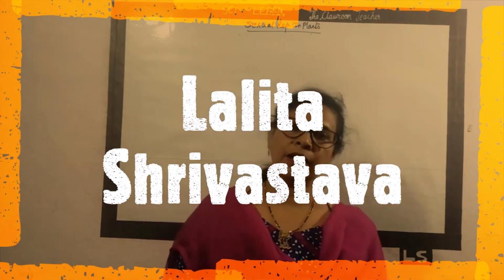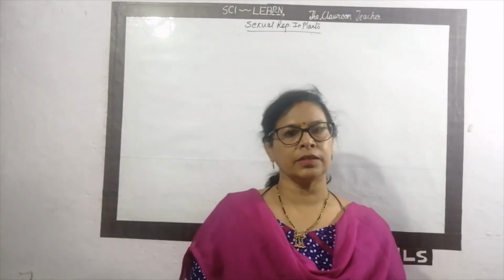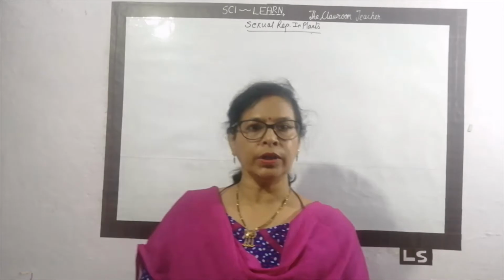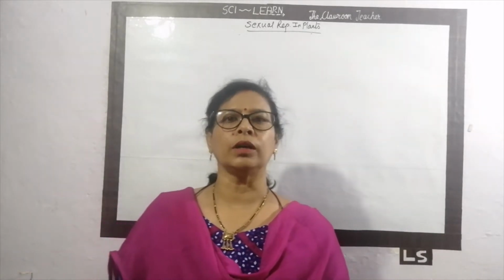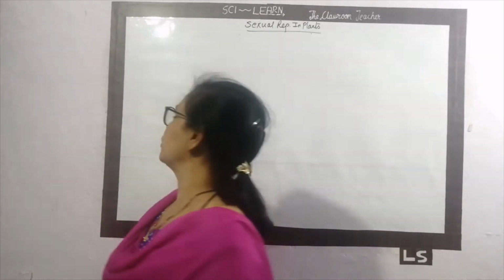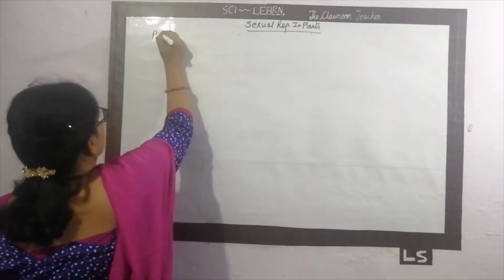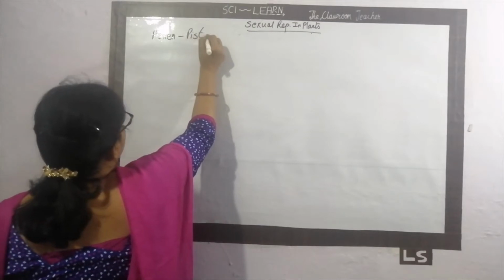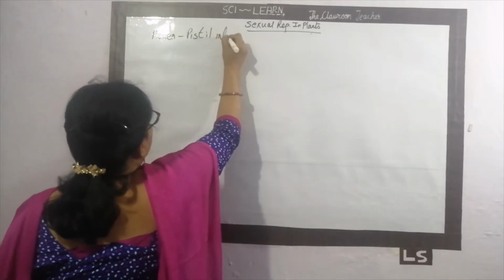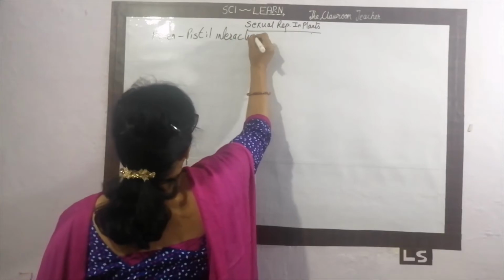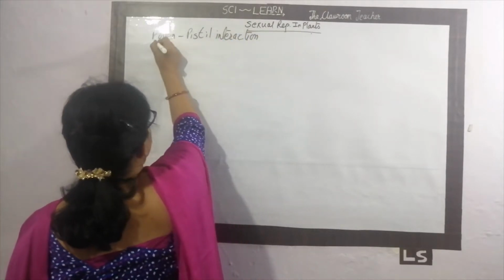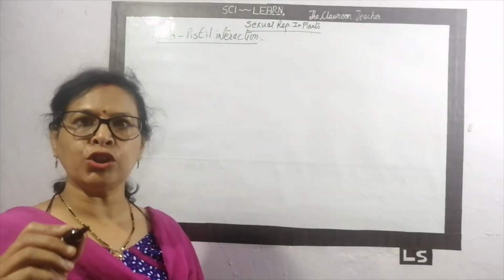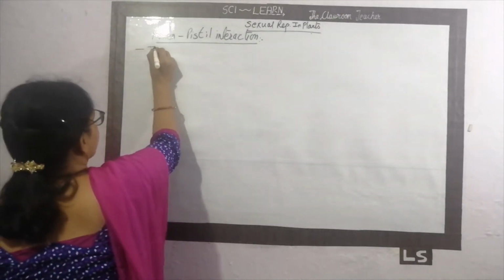Now once again, class 12th, the same lesson, sexual reproduction in plants. Today we are going to discuss one more interesting feature in plants that is called the pollen-pistil interaction. Pollen, that is the male part, pistil, that is the female part, and the interaction between these two is called the pollen-pistil interaction. It is actually a post-pollination condition.